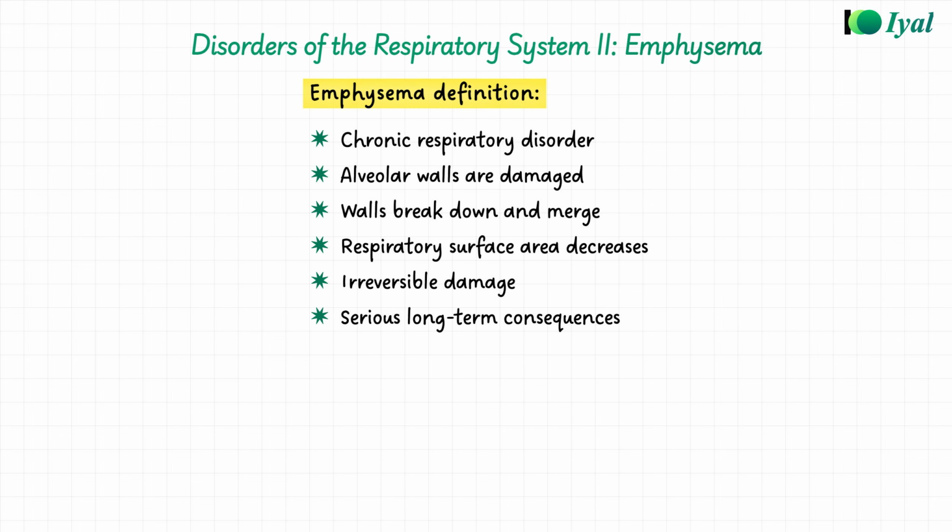Emphysema is a serious chronic lung disease. In emphysema, the walls of the alveoli, those tiny air sacs, get damaged. They are not just inflamed like in asthma. They actually break down. The walls deteriorate and adjacent alveoli merge together, forming larger but fewer air sacs. This means the total surface area available for gas exchange decreases dramatically. Oxygen cannot be picked up efficiently. This damage is usually irreversible. Once done, it cannot be repaired.